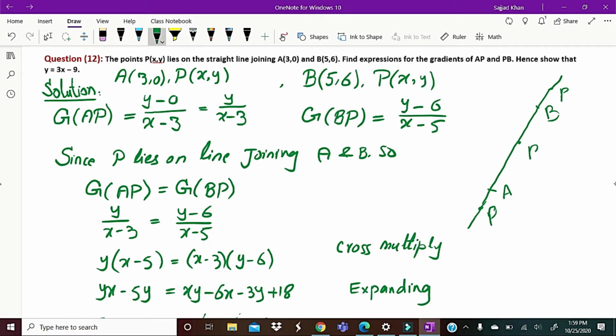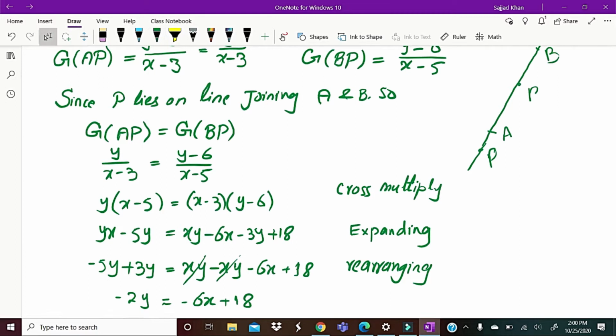So expression of AP is, we have A is (3, 0), P as x and y. So y2 minus y1 divided by x2 minus x1. So y minus 0 divided by x minus 3, that gives us y over x minus 3. The gradient of BP, we have B as (5, 6), and P is again x and y. So y2 minus y1 and x2 minus x1. Y2 is y minus y1 is 6, x2 is x minus x1 is 5. So we have these two expressions for the gradient of AP and BP. Now since P lies on that line that is joined by A and B, it means that the gradient of both should be the same.